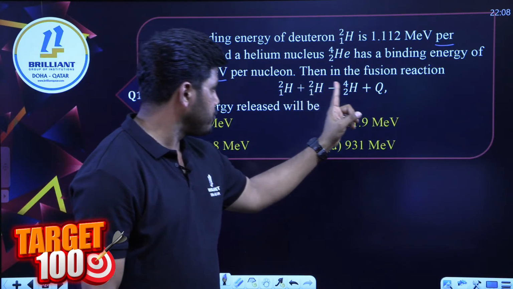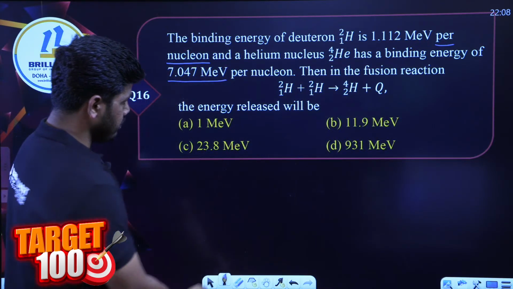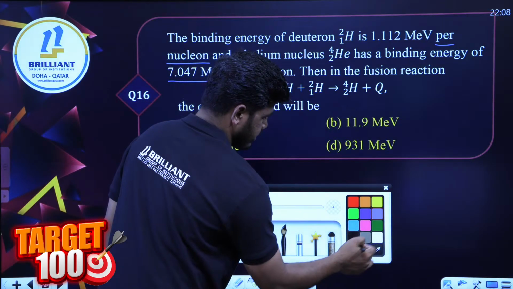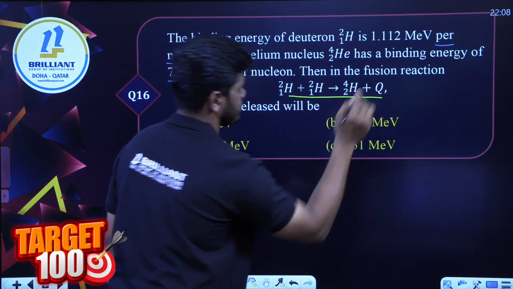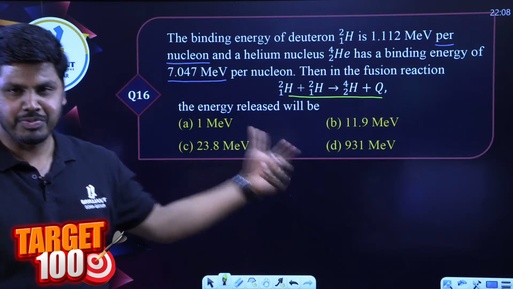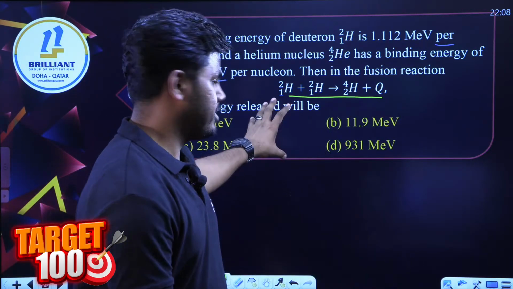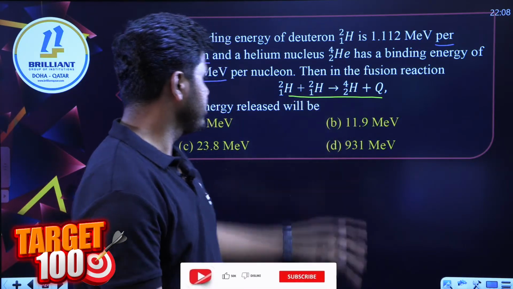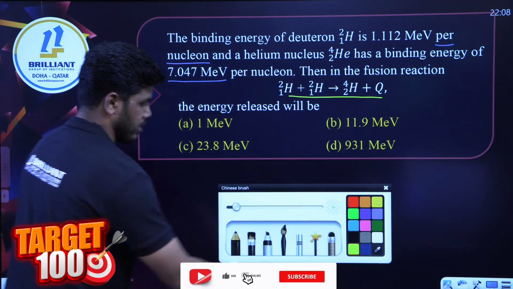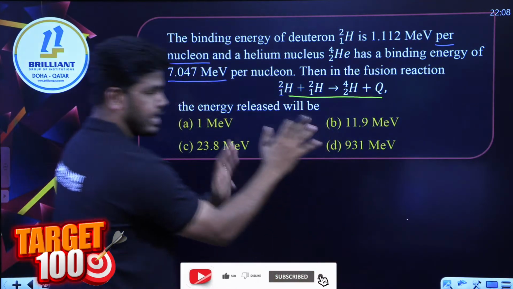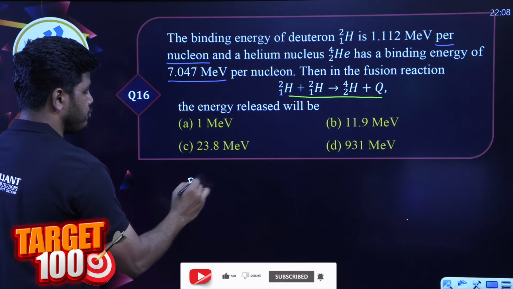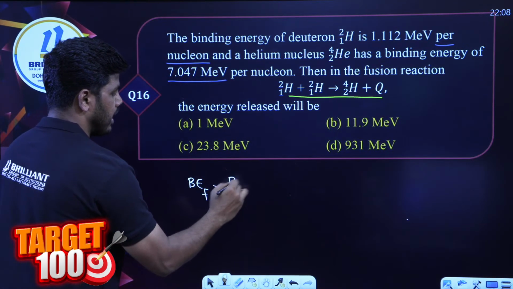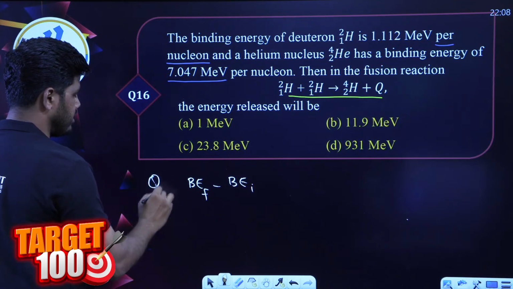Then in the fusion reaction, the energy released will be, the only difference here is that you are given some numerical values. Before, it was just X1 and X2 in the previous question. Here you are given definite values for binding energy per nucleon. So it is just numerical calculation, nothing else. Exactly the same process: binding energy final minus binding energy initial is going to be the energy released.